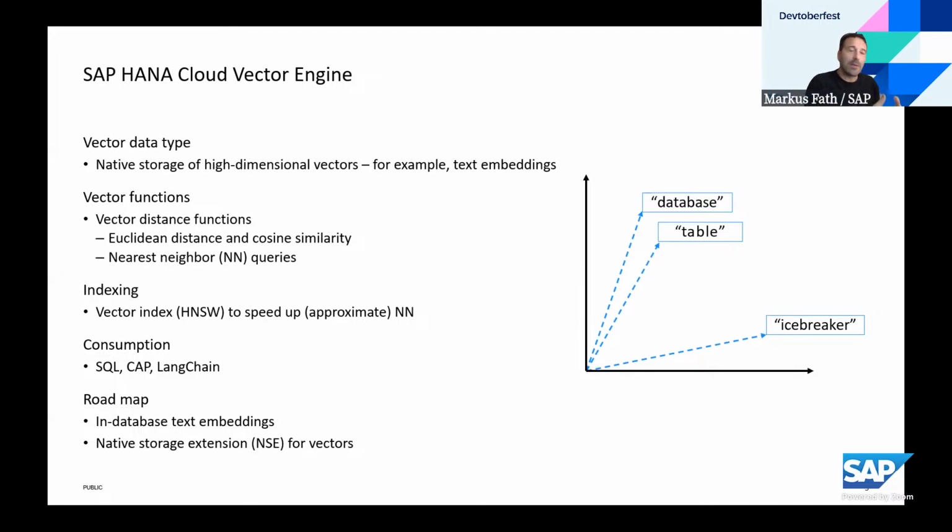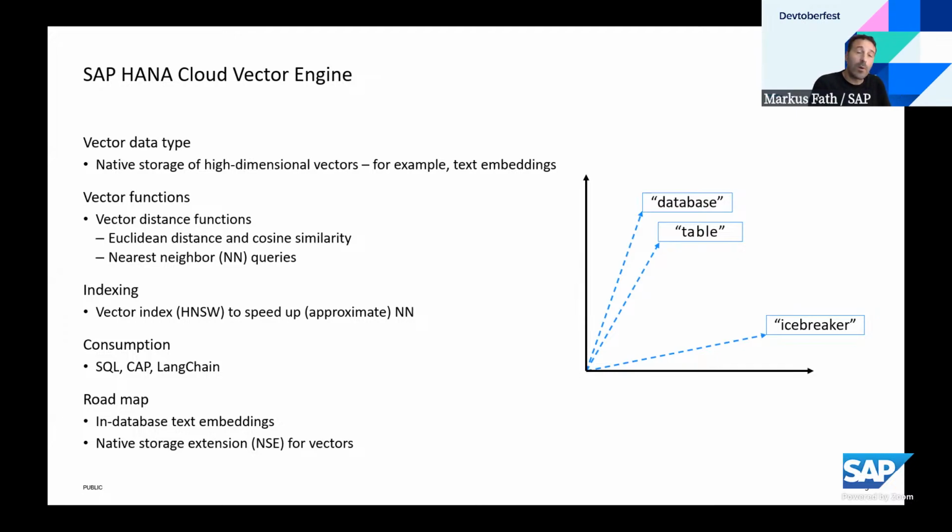For k-nearest neighbor search in that high-dimensional space, HANA Cloud provides two vector distance functions. One is L2 or Euclidean distance, and the other one is cosine similarity, which basically is just the angle between these vectors. So these distance functions are used to run k-nearest neighbor queries. What we also support in the vector engine is a way to index your vector data in order to speed up these queries. We'll cover that in a second.